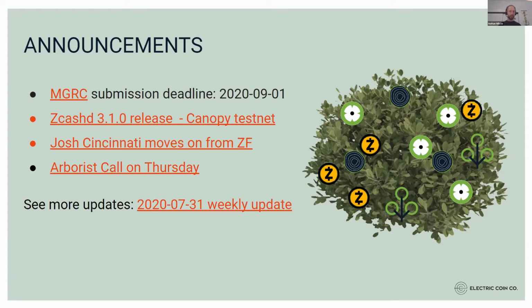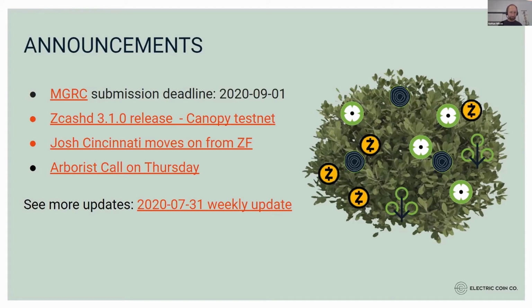Some big announcements. Just a reminder that the Major Grants Review Committee submission deadline is September 1st. So if you want to run as a candidate to be on the Major Grants Review Committee, please go over to the forum, make a post, and introduce yourself. This is going to be a major thing because this committee will be allocating a lot of Zcash, and that Zcash cannot go to ECC or the Zcash Foundation. It's going to other projects. So I'm really excited about the impact that will have on Zcash, and this is a really important thing to get involved with.